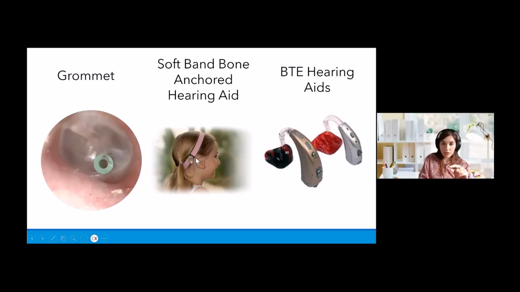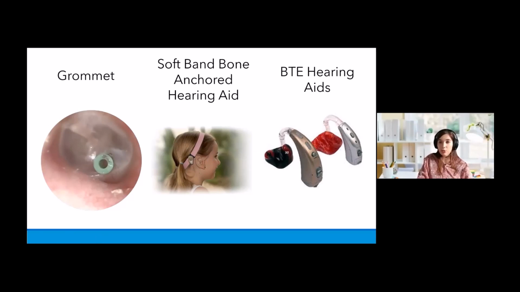Here we have a little girl wearing what's considered to be a soft band kind of hearing aid. It's a bone anchored hearing aid, and basically it sits behind the ear as it's seen here, and it bypasses all that fluid. So it sends the sound directly into the cochlea, where it can be processed, and it doesn't account for any fluid.